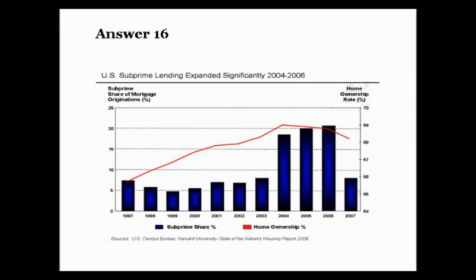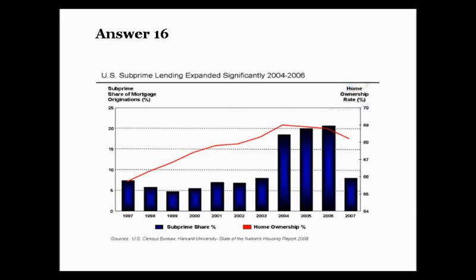The graph gives information about the US subprime lending and home ownership from 1996 to 2007. To begin with, we can see that both of them presented an upward trend. According to the graph, the subprime lending reached the highest point in 2006 at around 20%, but fell dramatically later, ending on 8% in 2007.